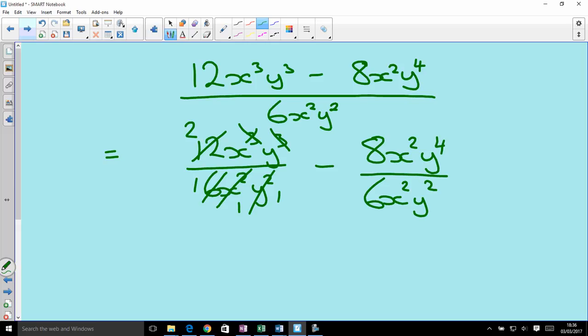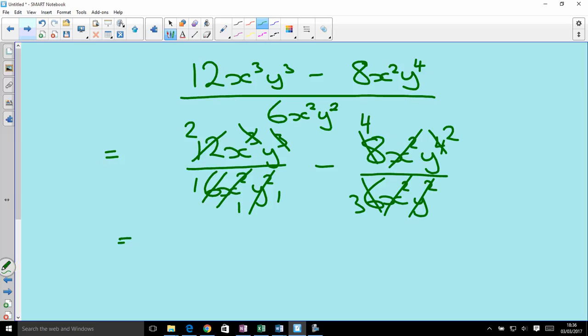Done there. On to the right hand side. 8 and 6, divide them both by 2. We get 4 and we get 3. X squared and x squared, divide them by themselves, they cancel out, they're gone. I won't put the 1 in, we don't need it. Y to the 4 and y squared, divide them both by y squared, we get 1 on the bottom and we get y squared. Y to the 4 divided by y squared is of course y to the 2, or y squared again.